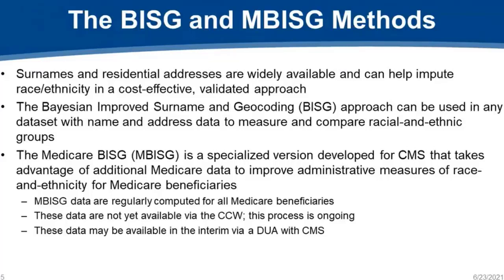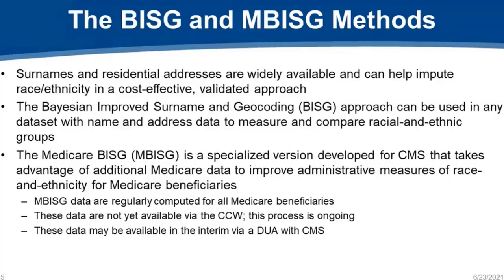The starting idea for these methods is that there's a lot of information in people's names and where they live that can be used to help improve information about race and ethnicity. And the other thing that's helpful about these variables is that a wide variety of data sets have name and address.